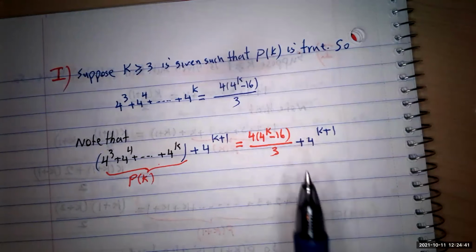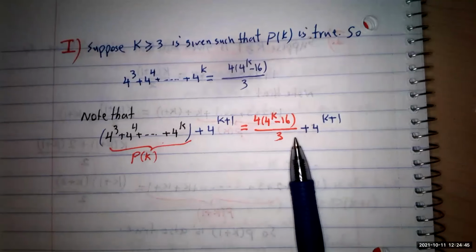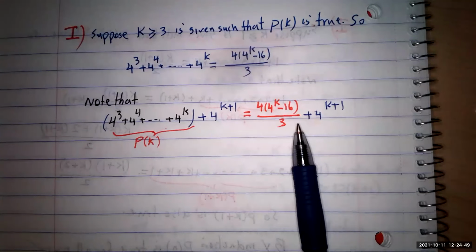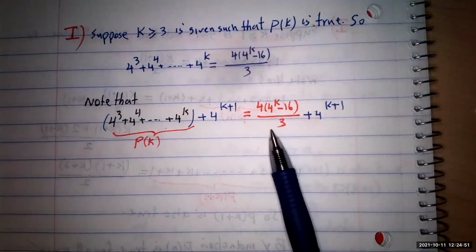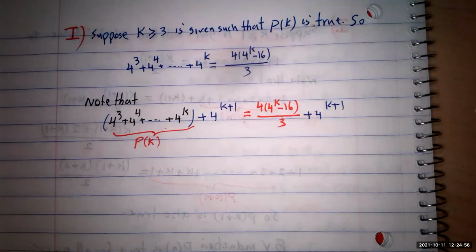Now you have to stay to the right, as I told you. You stay to the right, do the algebra and prove what? You have to prove that this is equal to 4 times 4 to the k plus 1 minus 16 over 3. Okay, carefully find the common denominator, which would be 3. So it's going to be the result.